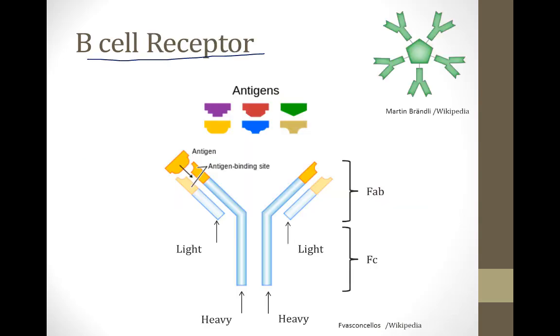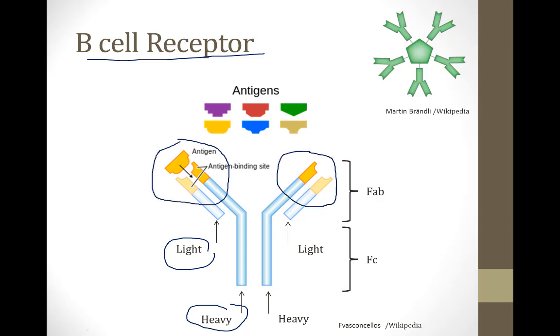The B cell receptor is one of the most important parts of the B cell. It's found on the surface of the cell, and this is what binds to antigens of invading pathogens like bacteria and viruses and parasites. The B cell receptor is made up of 4 chains. There are 2 heavy chains and there are 2 light chains. And this outer portion here, which is made up of some of the light and heavy chain, is where the antigen binding site is. There's 2 antigen binding sites on a B cell receptor.